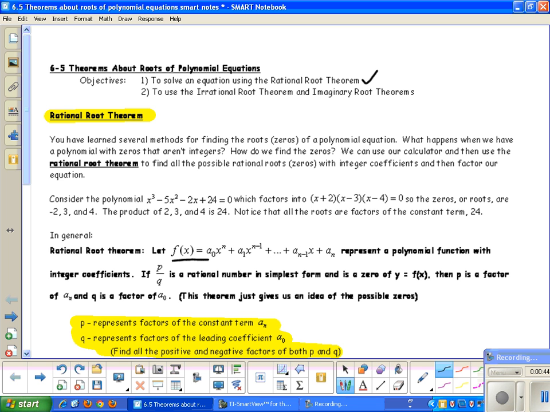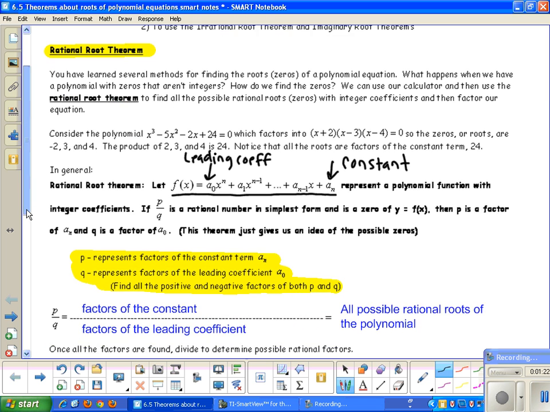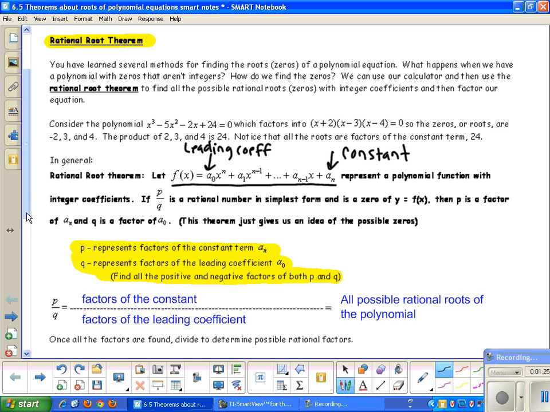If we have some polynomial equation, this is just a general notation for a polynomial, then the way we can find possible rational roots is by using this P over Q. P over Q is a rational number in simplest form and is a zero of y equals f of x. If it is a zero, then P is a factor of a sub 0, which is your constant, and Q would be factors of a sub n, which is your leading coefficient. So again, P represents factors of the constant, and Q represents factors of your leading coefficient.